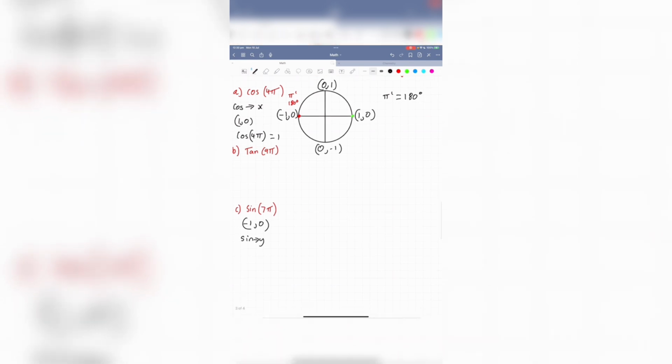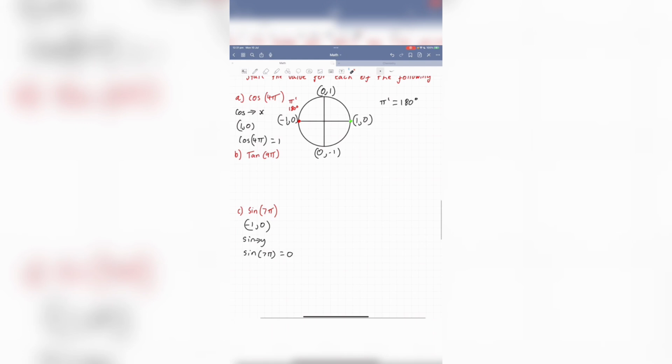So, for sine, we look at the y value of the coordinate. So if we look at this coordinate, the x value is -1, but the y value is 0. Therefore, sine 7 pi is equal to 0.